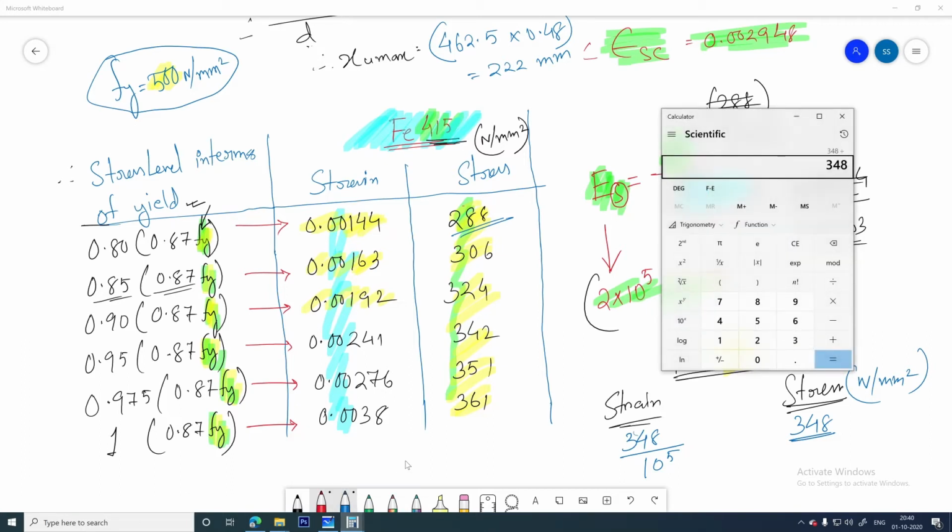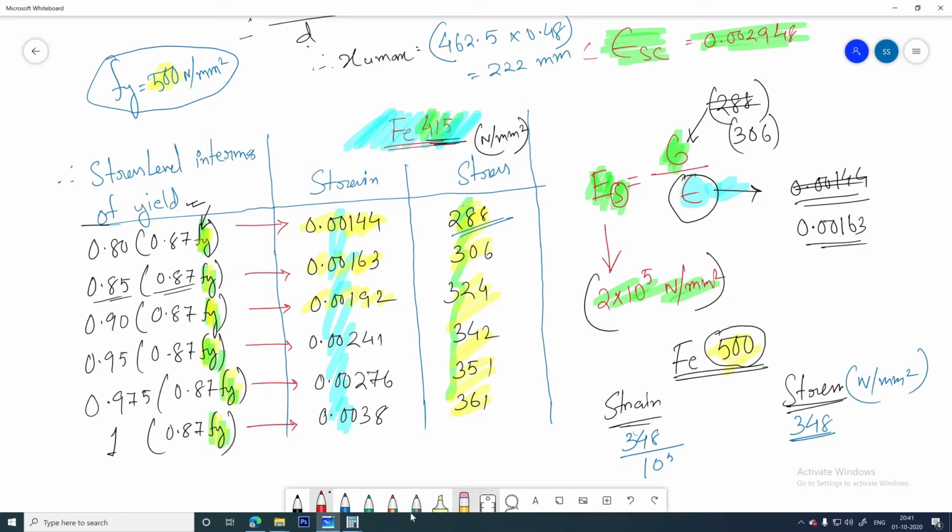348 by 10 to the power 5, 0.00348. This is the strain value for the corresponding stress, that is 348, and for the grade of Fe 500. So it is clear. In a similar way you can determine all the values for 0.80, for 0.85, and others as well.